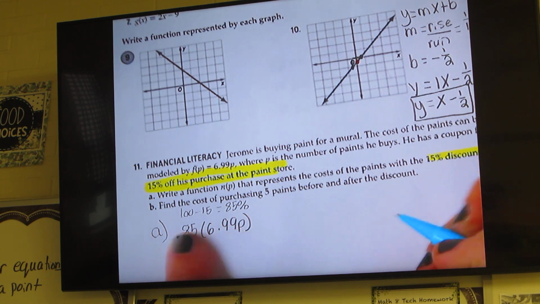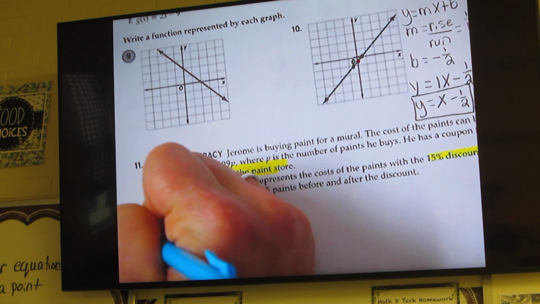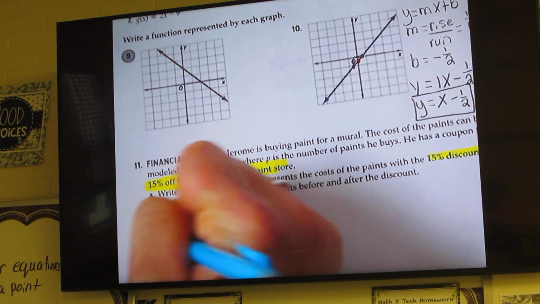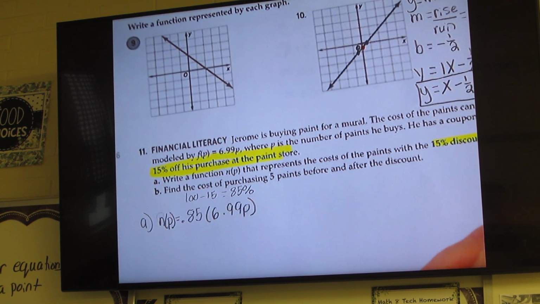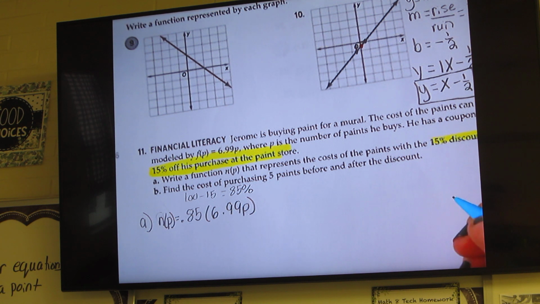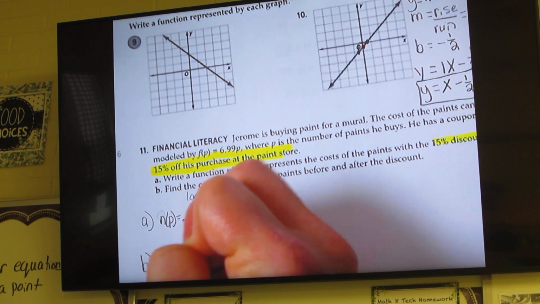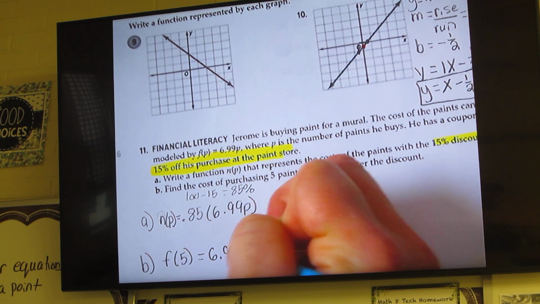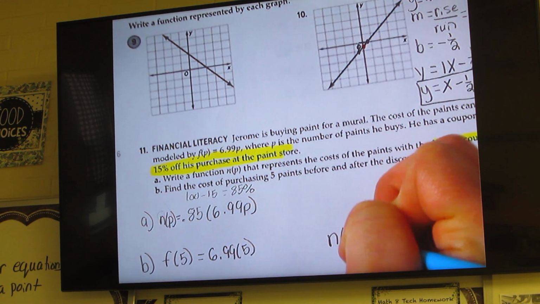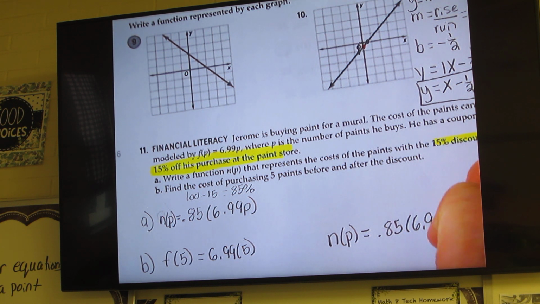And this equation is going to model, and it says write a function n of p. So I'm going to erase my a so I can. So n of p equals 0.85 times 6.99p. Now, find the cost of purchasing 5 paints before and after the discount. So, before the discount, it was f of p. So, f of 5 equals $6.99 times 5. And n of 5, which is what they called it after the discount, equals 0.85, parentheses, $6.99 times 5.